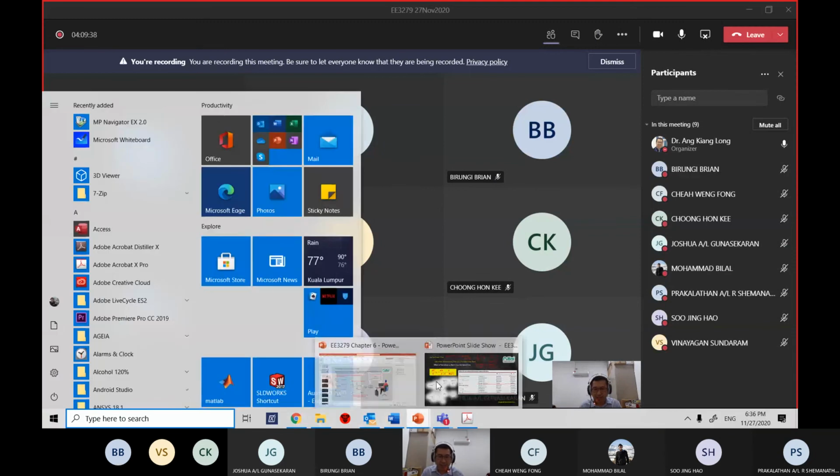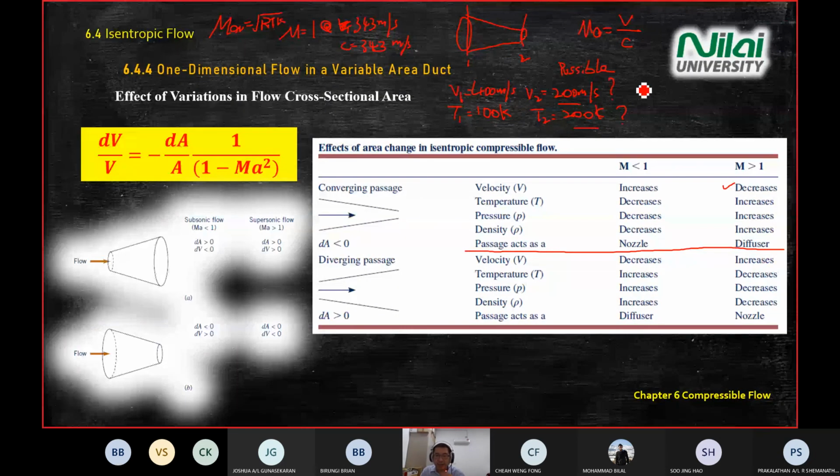Hongki, you're the next one. Now, same setting. Your velocity now is 400. Speed of sound at point 1 is 343. Temperature at point 1 is 100 Kelvin. Is it possible you hit 200K at point 2?